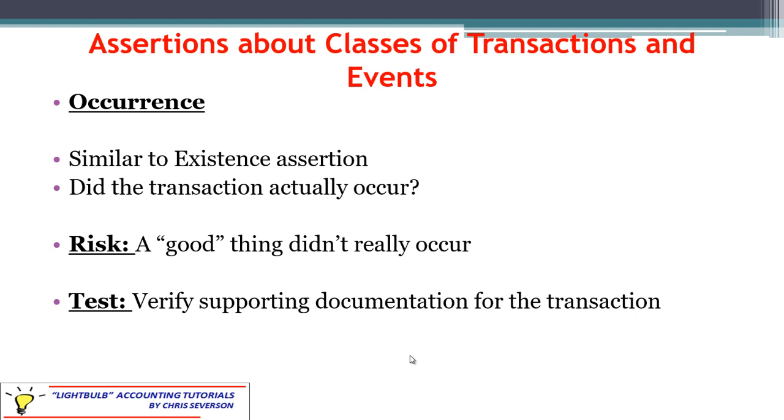Occurrence, again, did this particular transaction actually occur? So now we're not so much talking about a balance or an asset. We're talking about a transaction or event. That's why occurrence makes more sense than existence, but it's the same basic thing. Our risk is that a good thing they're reporting really didn't occur at all, and it shouldn't be reported. The test is simply to verify the supporting documentation for that transaction that they're listing.